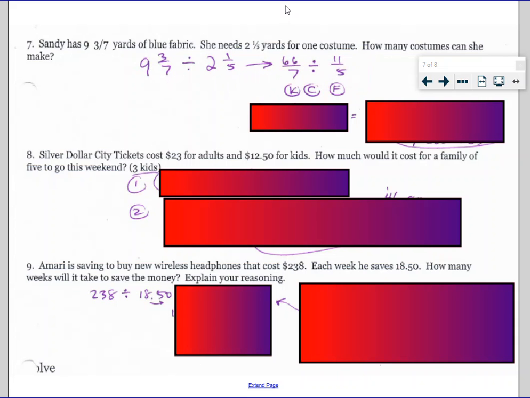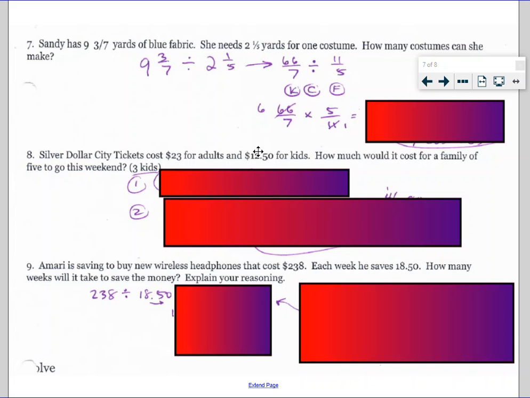First thing I did was I just made them both fractions. I turned 9 3/7 into 66/7 by multiplying 7 and 9 and then adding 3, and that turns into this. Do the same thing with 2 1/5. Turn that into 11/5. Now, once they're both fractions, I'm doing division. So I just rewrote this problem with them both being fractions, and now I know my steps for fraction division are keep, change, flip. So I did that.